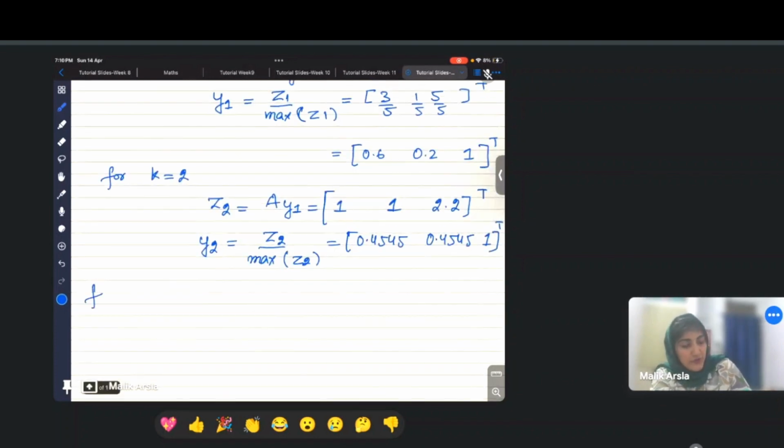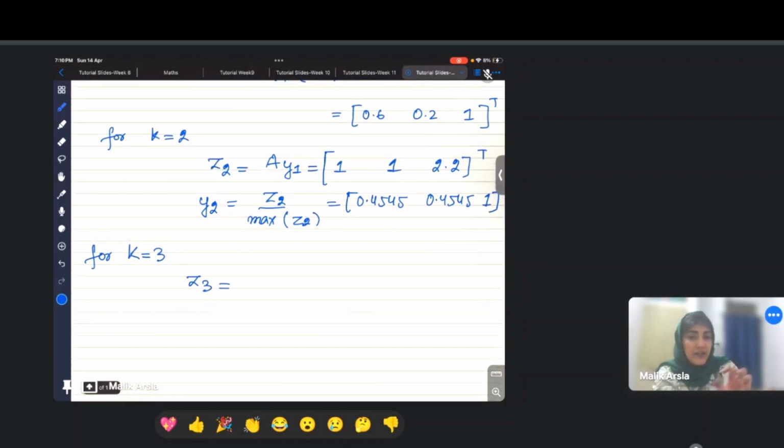Now for the third iteration, when k is equal to 3, what we calculate first is z3. Z3 will be A y2. You have to take z(k+1) equal to A yk, so z3 is equal to A y2. Now tell me what A y2 is: matrix A multiplied with this column, 0.4545.